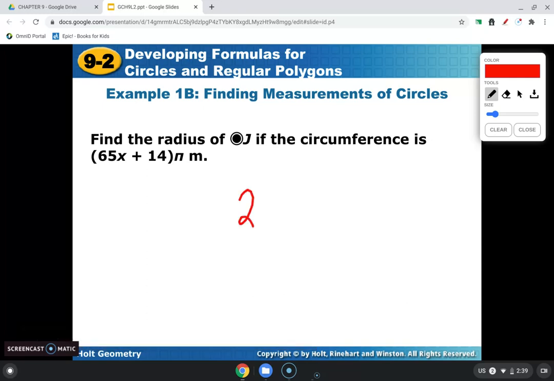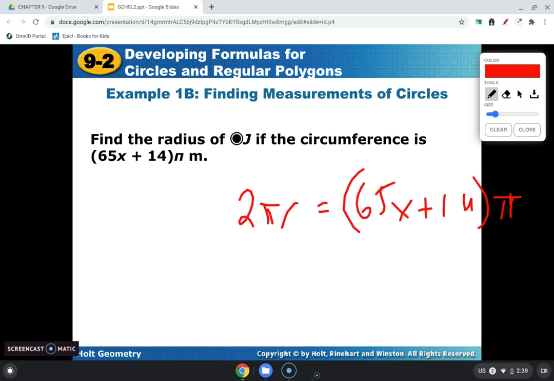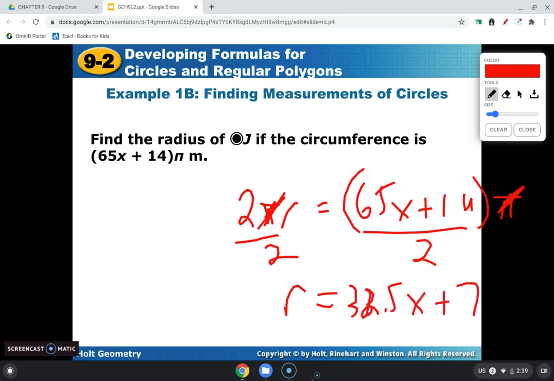So we're going to set 2 pi r equal to 65x plus 14 pi. Well, if I have pi on both sides, that can cancel out. And then I'm going to divide both sides by 2. So the radius would be 32.5x plus 7, and you would leave it like that. You can't do anything else with that x.